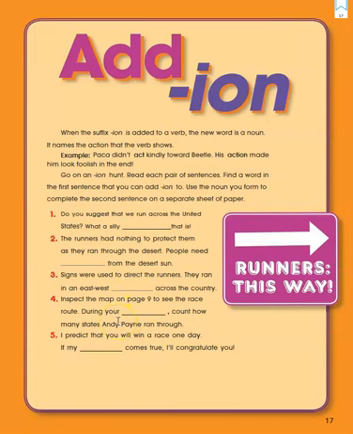Number 4, inspect the map on page 9 to see the race route. During your inspection, count how many states Andy Payne ran through. So we just turned the verb inspect into a noun, inspection. Number 5, I predict that you will win a race one day. If my prediction comes true, I'll congratulate you. So predict is a verb. Prediction, when we add that ION, turns it into a noun.